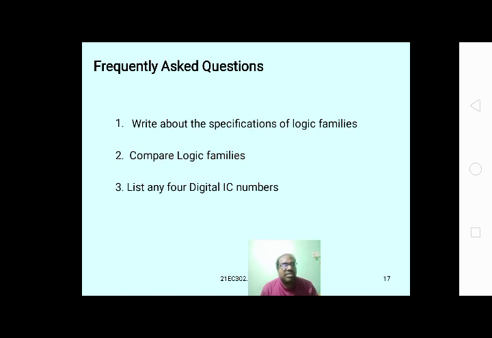First one, basic gate. Second one, logic family. Next, logic level. Next, noise margin, noise immunity, power dissipation, propagation delay time, fan in and fan out. These are the specifications of logic families. Next, comparison of logic families based upon the specifications: TTL, ECL and CMOS. Next, list any 4 digital IC numbers. I have told you 7402, 7400, 7486, 7408. Likewise, they are the digital IC numbers, and we also want to represent them with their gates.